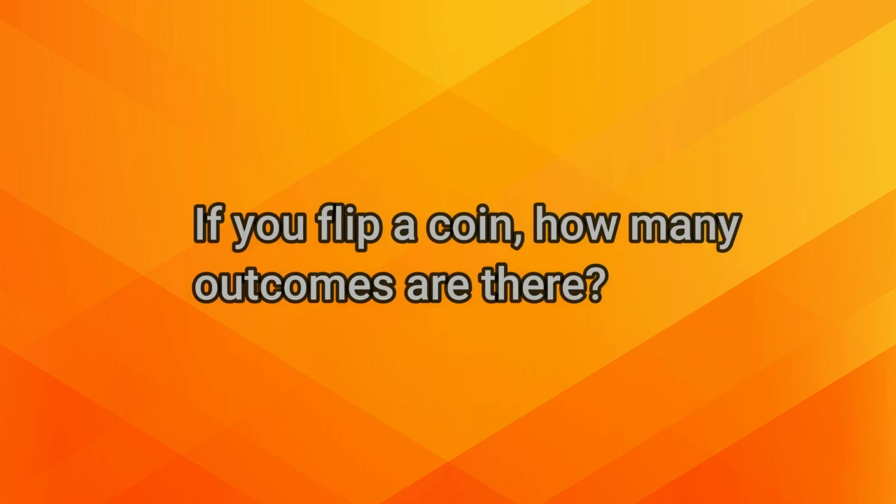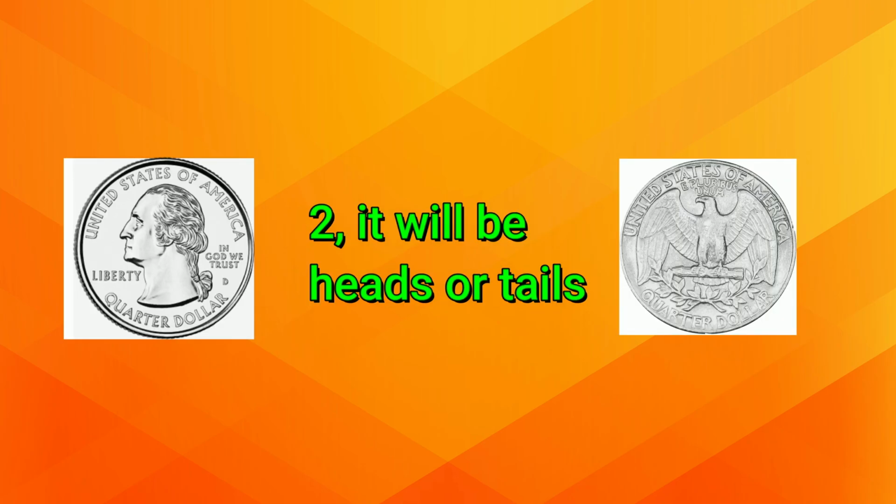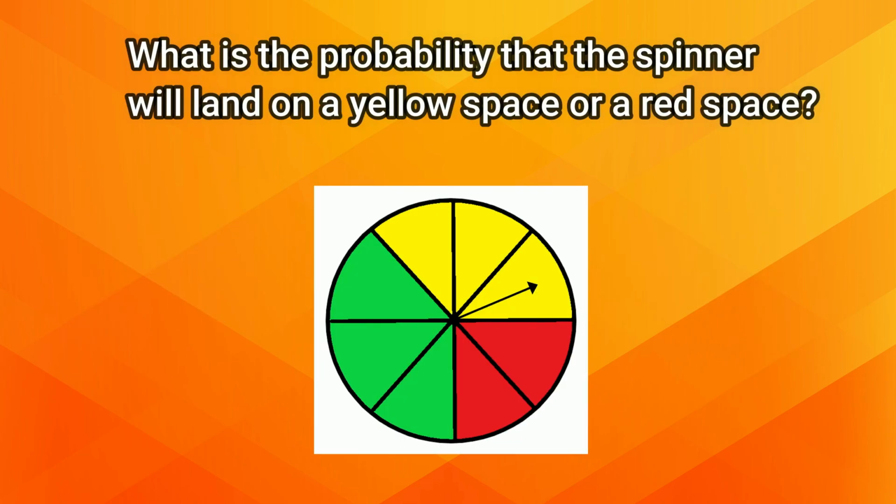Question 2. If you flip a coin, how many outcomes are there? There's 2 possible outcomes when you flip a coin. It could land on heads or tails. Question 3. What is the probability that the spinner will land on a yellow space or a red space? If you said 5 out of 8, you were right.